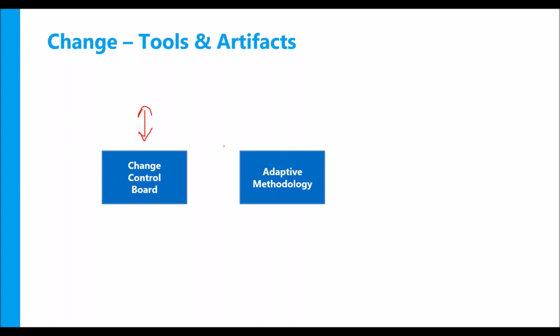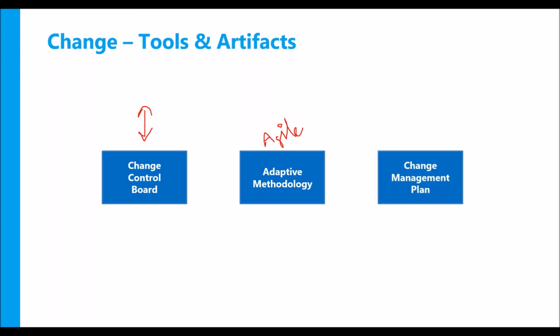And if your project is change driven, if you see that your customer is constantly coming back with changes because the market is volatile, you better change your methodology to an adaptive methodology, any of the agile frameworks, right? You can go with that because agile is change friendly. And you have an artifact called change management plan. You can use it to define change management process, roles, responsibilities, authorities, etc.